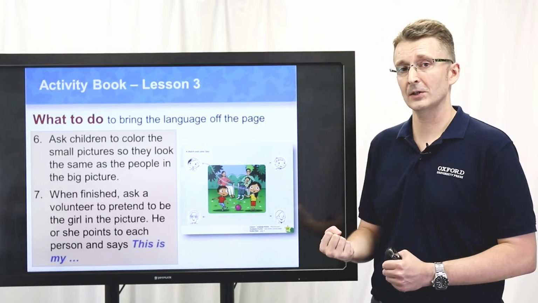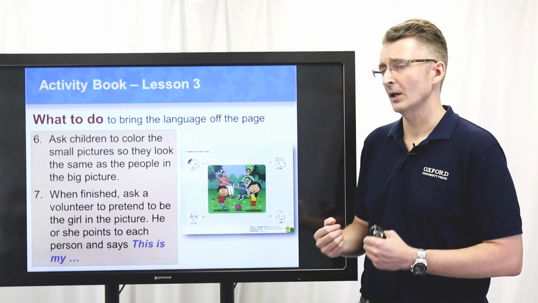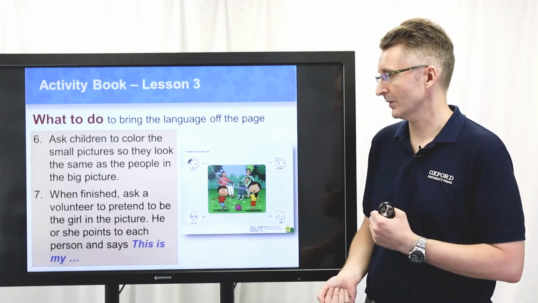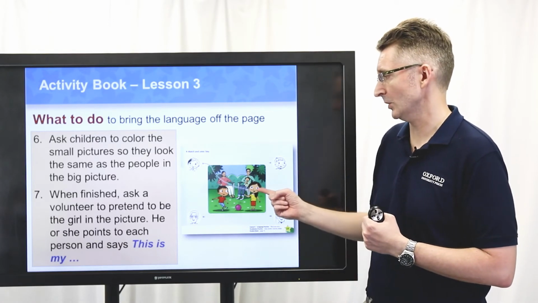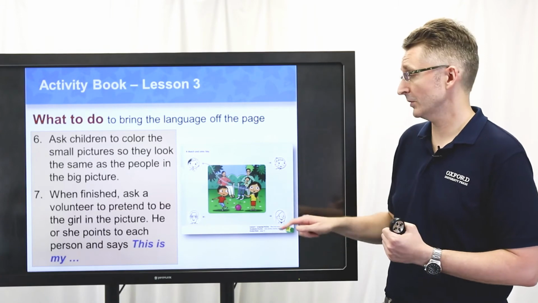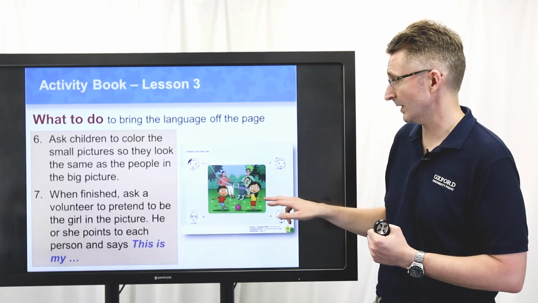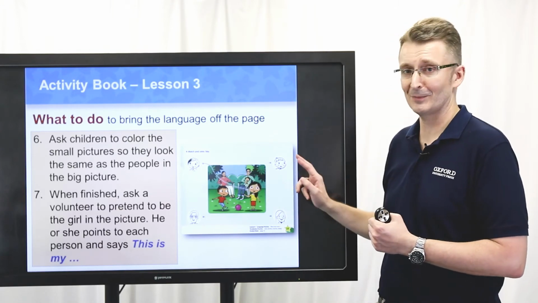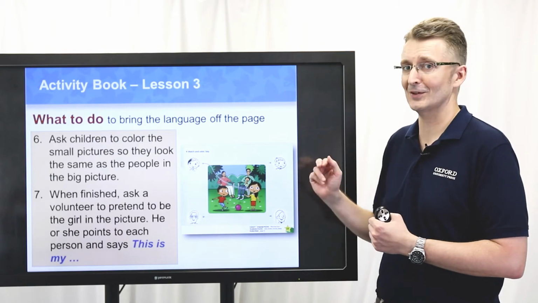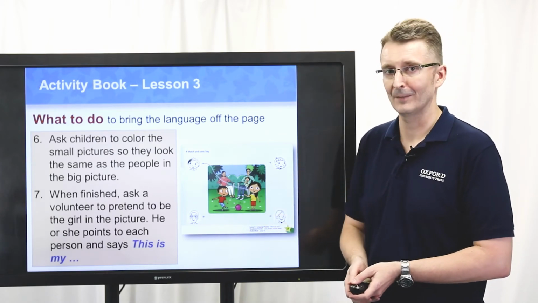And when your students have finished colouring in those small pictures, ask a volunteer student to pretend to be the girl in the picture. And your volunteer student can point to each person and say, this is my sister, this is my brother, this is my mommy, this is my daddy, and so on.